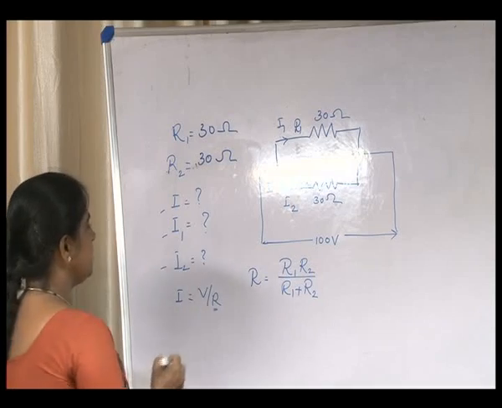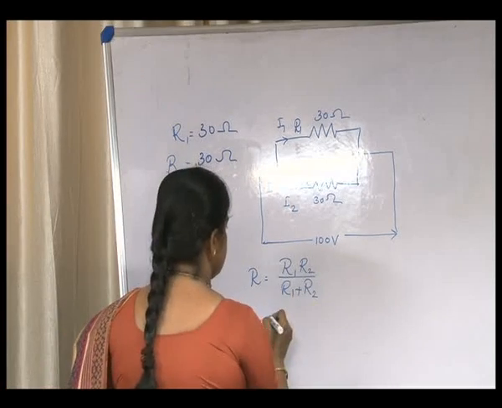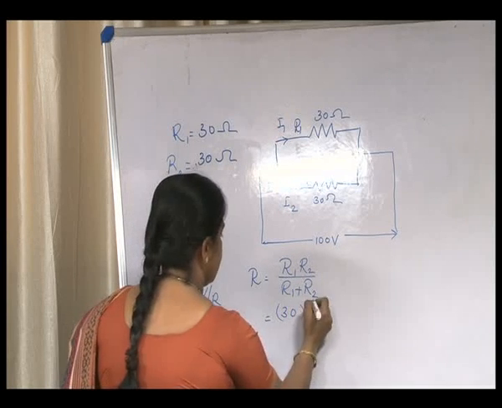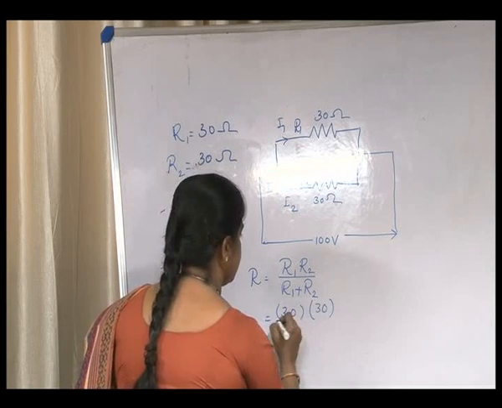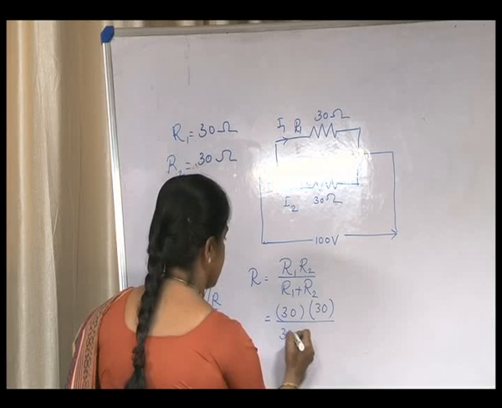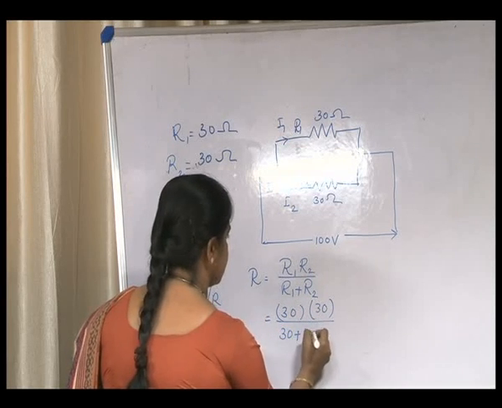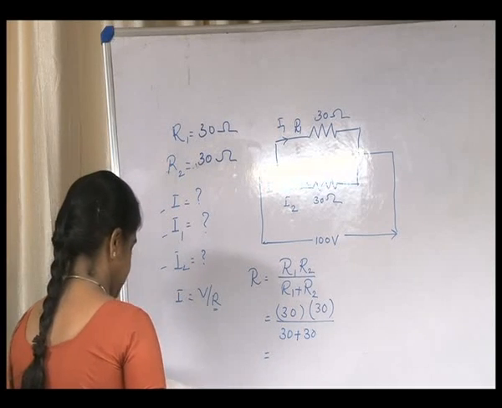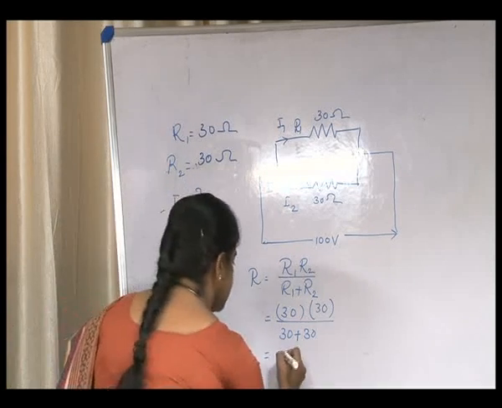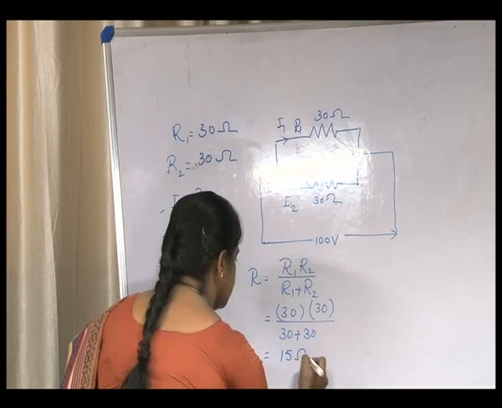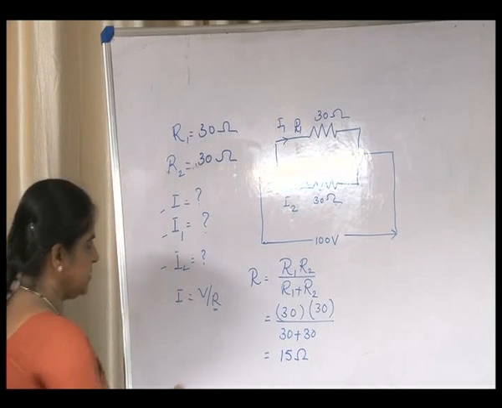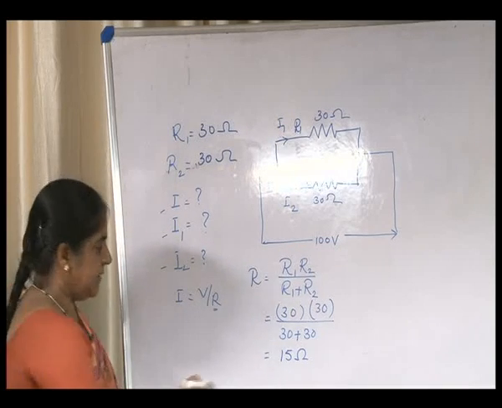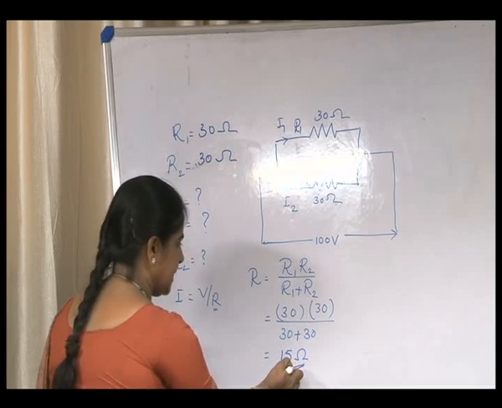Let us substitute these values. R1 is equal to 30 ohms, R2 is also 30 ohms, divided by 30 plus 30, R1 plus R2. If you solve this equation, the value of resistance will be 15 ohms. Do not forget to put the unit. What is the unit of resistance? That will be equal to 15 ohms. This is the effective resistance in the parallel circuit.